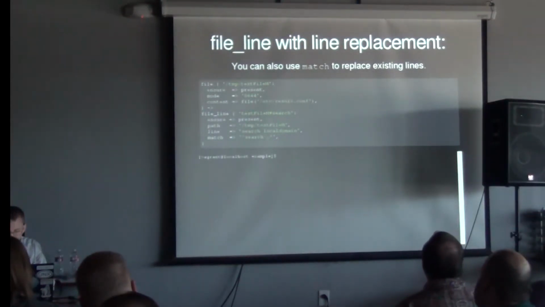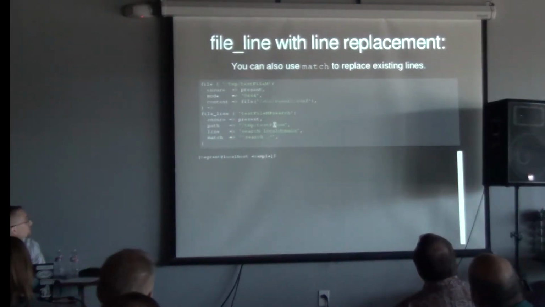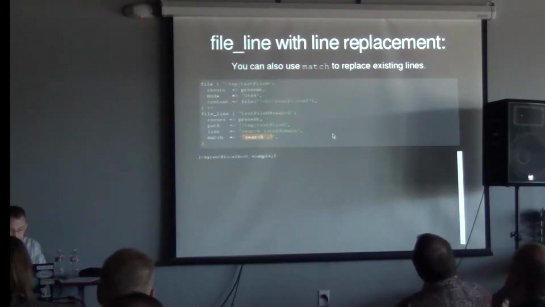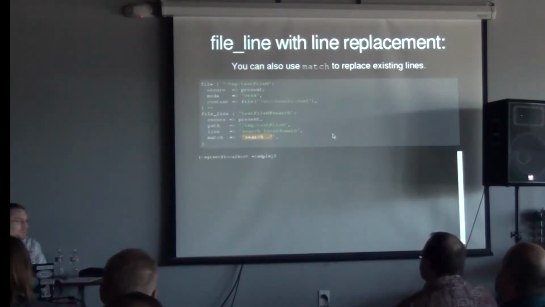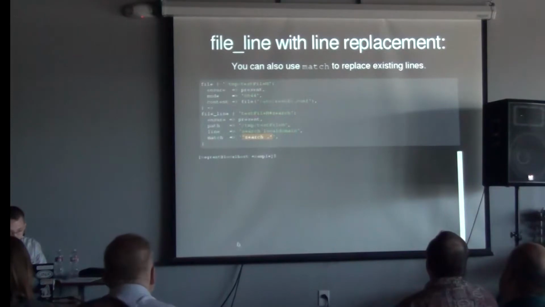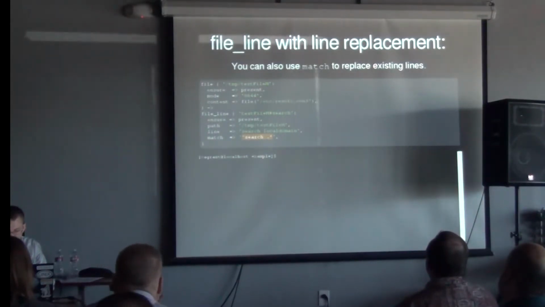With file line, you can also do replacement. If you set the match parameter, it will actually go out and replace in the file. So we're going to copy in resolv.conf. We're going to make sure the line search local domain exists, but we're going to match any regular expression that says if the word search starts at the beginning of the line, let's replace that. Otherwise, file line will just add another search line in there and leave the current one alone. So we're going to see that example.